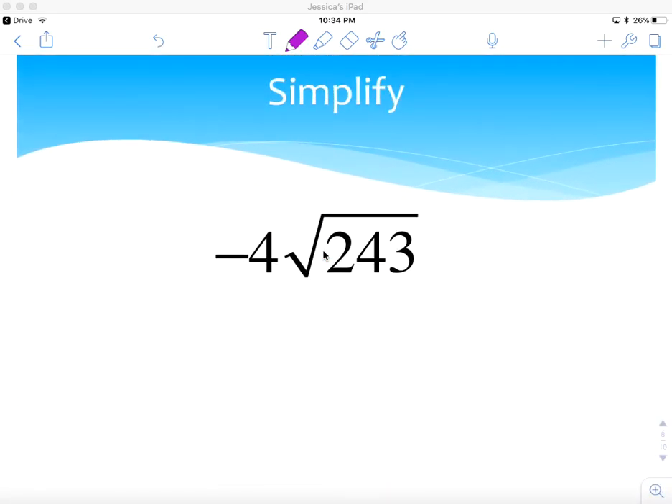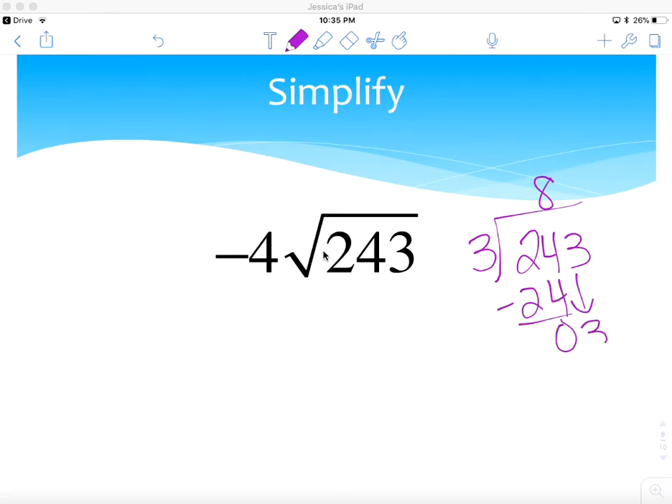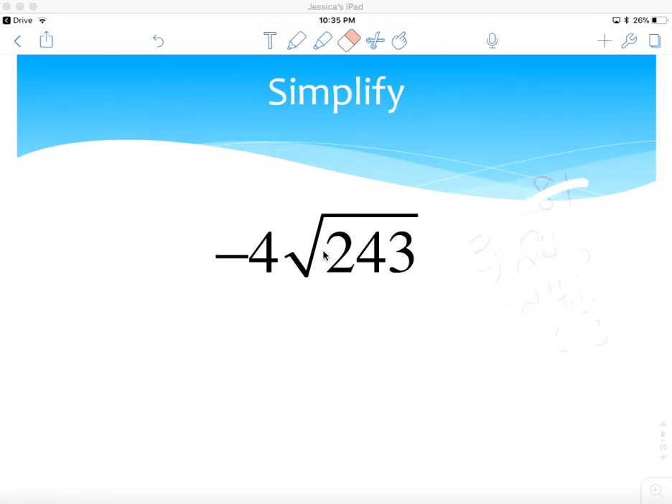For our next one, I have negative 4 times the square root of 243. Let's say you couldn't figure out what perfect square would go into 243. You can really use any two numbers to break this down. So I would use 3. If you divide this by 3, you can use 3 and 81, which this actually works out because 81 is a perfect square.